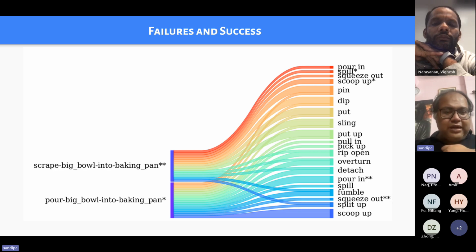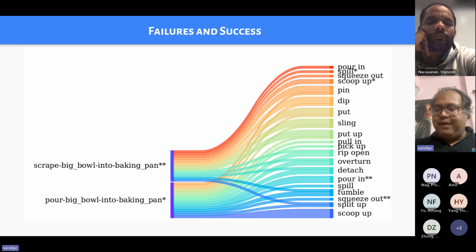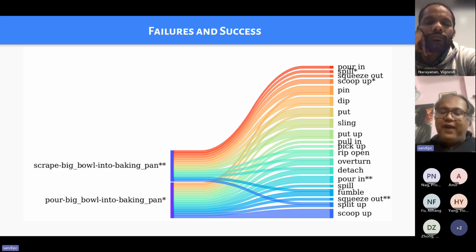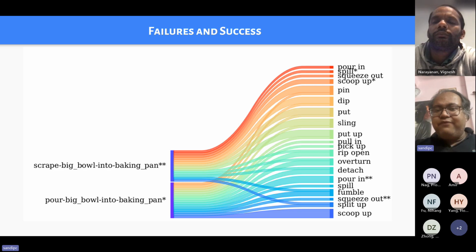So these are the two labels that were in the label space. One label was scrape big bowl into baking pan, and the second label was pour big bowl into baking pan. If I look into the individual micro activities based on those change points, you see there are multiple different micro activities, and if we look into the video, those micro activities can have their own labels.